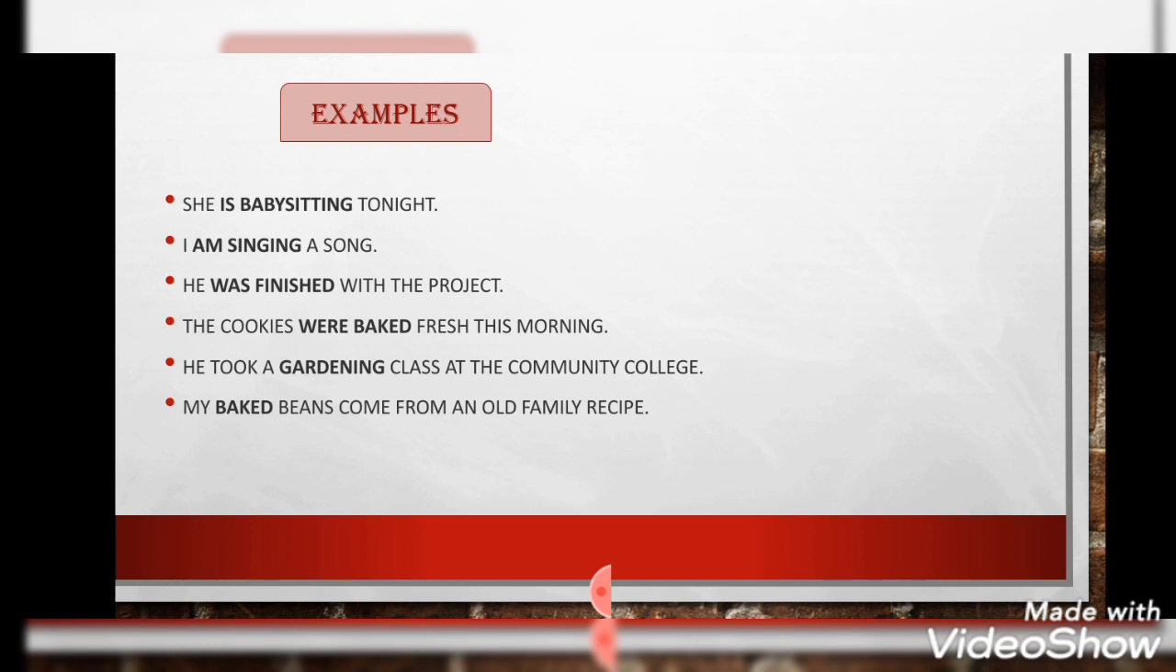So, once again, non-finite verbs will have three forms. Means non-finite verbs will not change, but it will take the help of three forms. What are those three forms? Infinitive, gerund, participle. Infinitive means to will be added to the verb. Gerund means ing will be added to the verb. And participle can be present participle or past participle. In present participle, ing will be added. In past participle, ed or just d, etc. will be added.